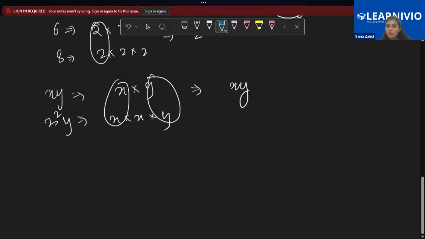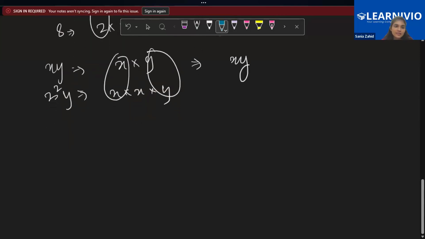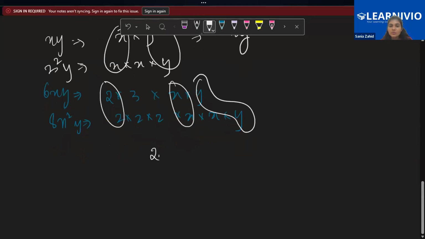Okay, children, now there is one more method by which you can find the HCF. I could have also directly written 6xy as 6 into x into y. I break it down: 2 into 3 into x into y. 8x square y is 2 into 2 into 2 into x into x into y. So you circle the common terms: 2, and then x, and then y. These are common. So HCF becomes 2xy. You can also do this directly.